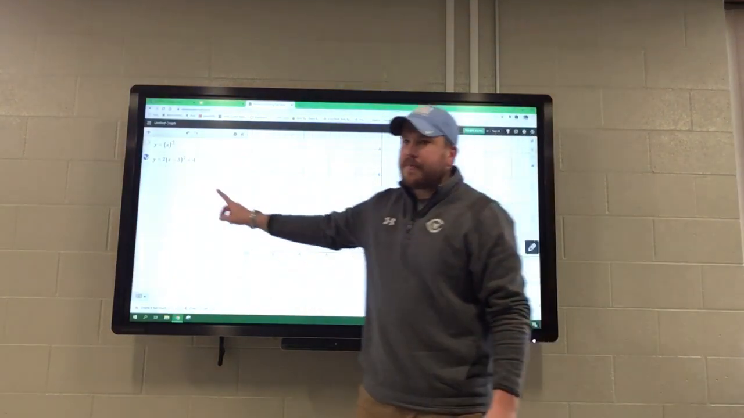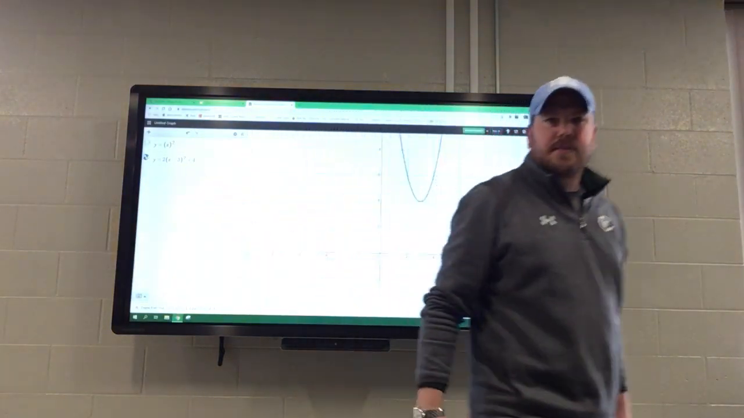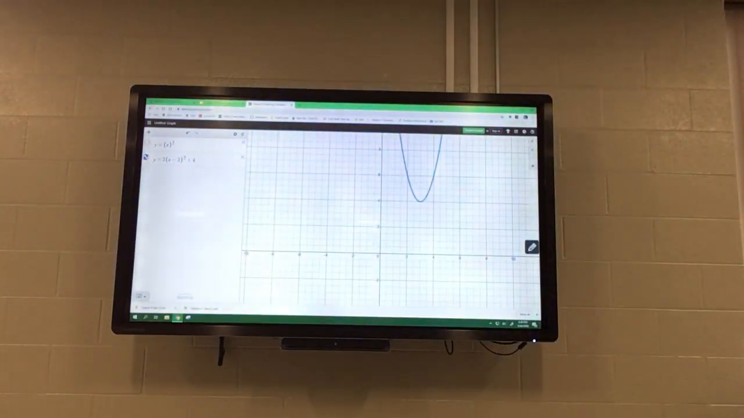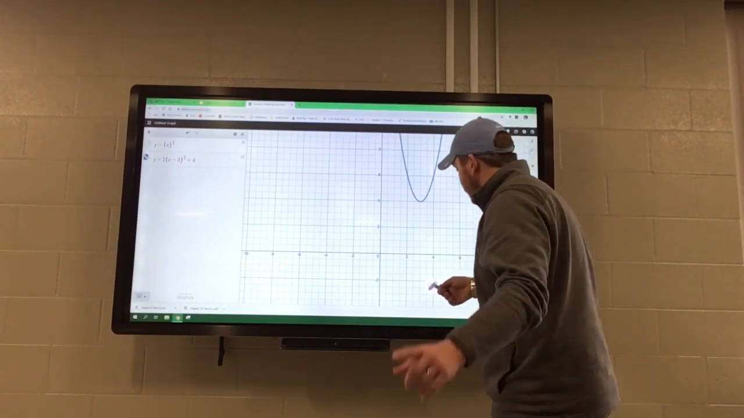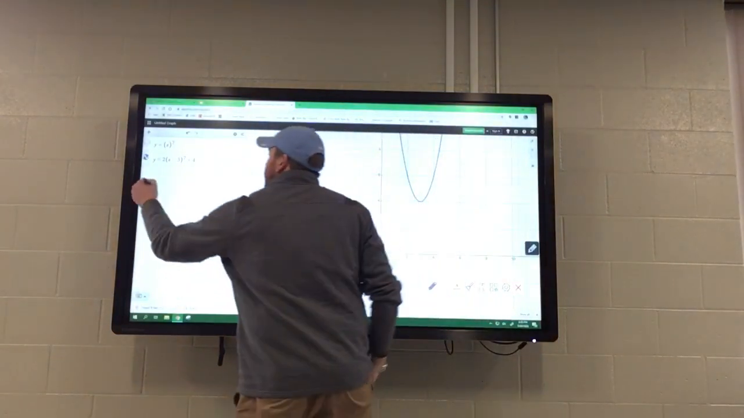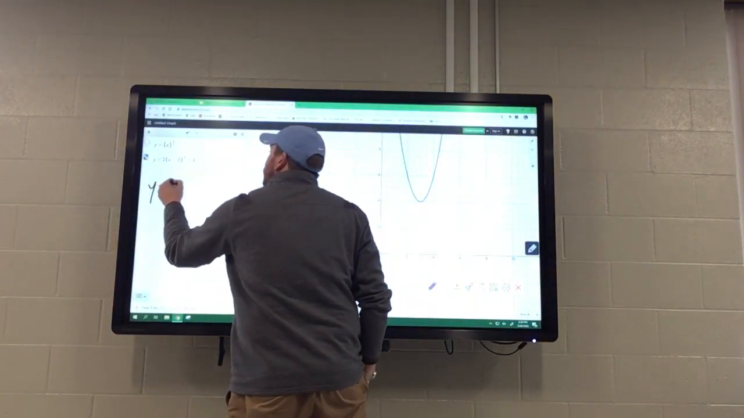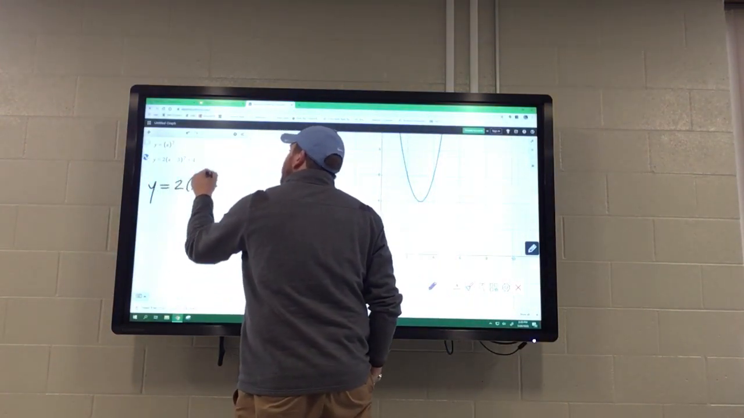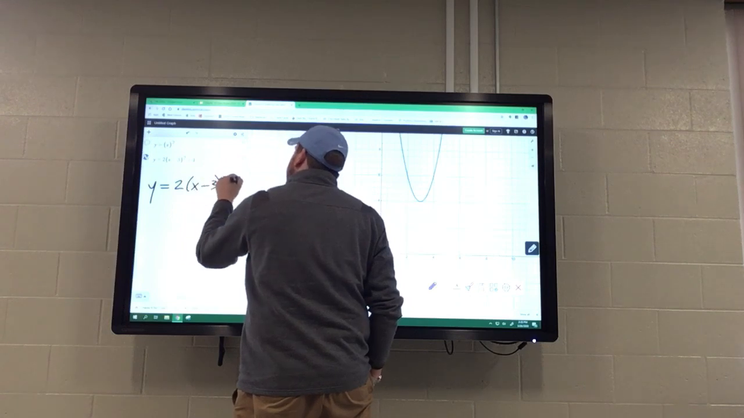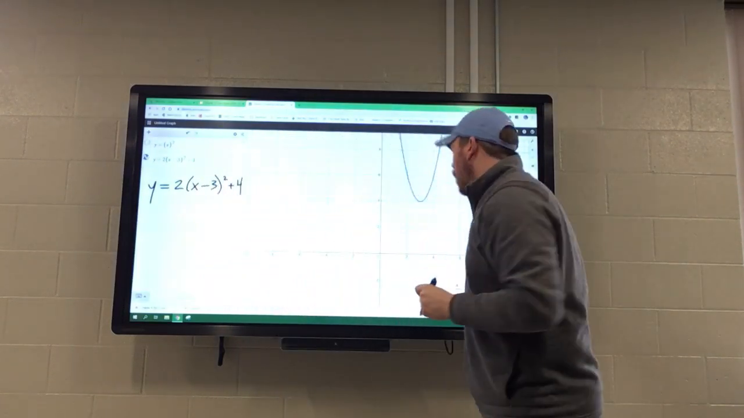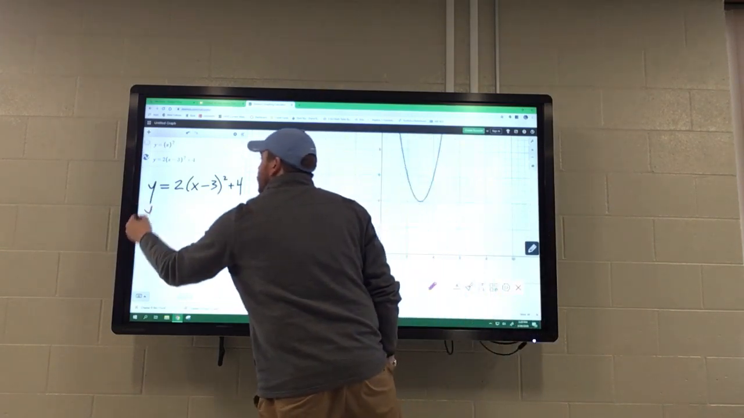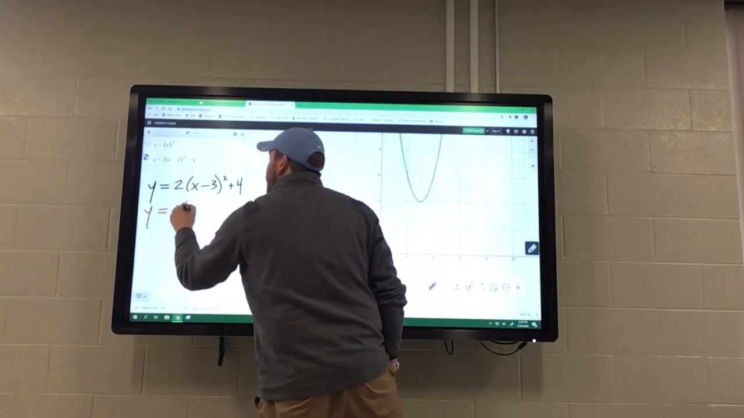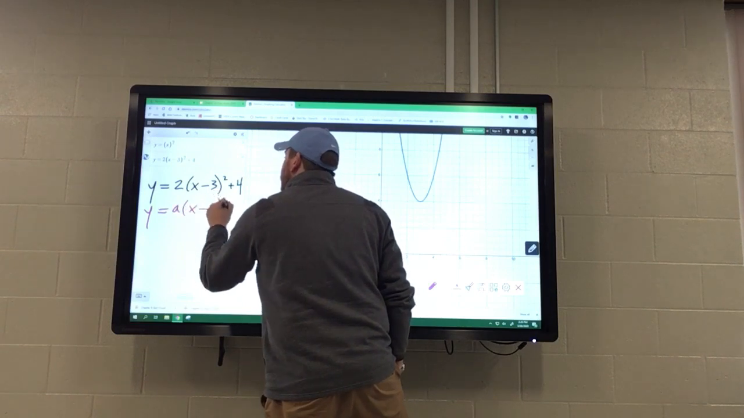Now here's the thing. This is in vertex form. That is a function in vertex form. Let me write it a little bigger so you can see it on the camera here. So the function I use is y is equal to 2 times the quantity x minus 3 squared plus 4. Now what you should see is this looks very similar to that vertex form I just told you about. A times the quantity x minus h squared plus k.